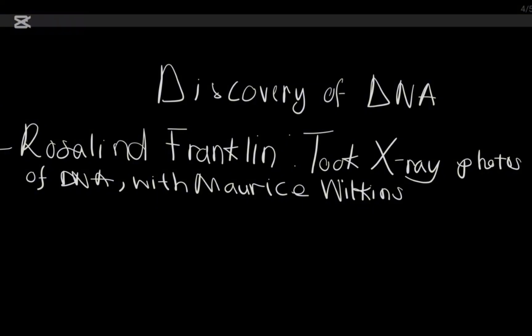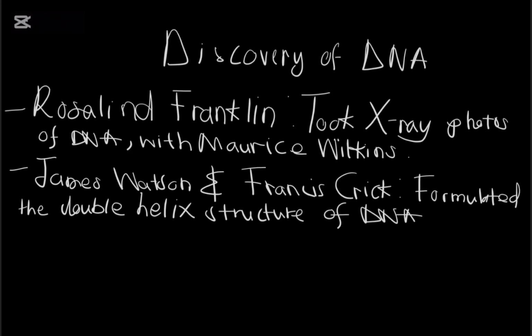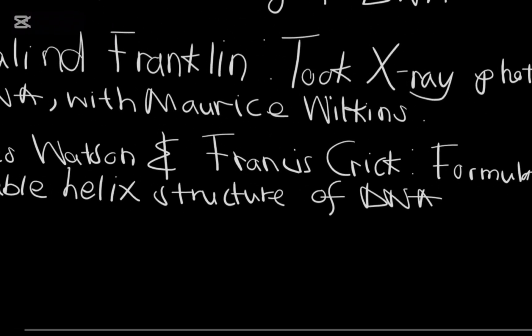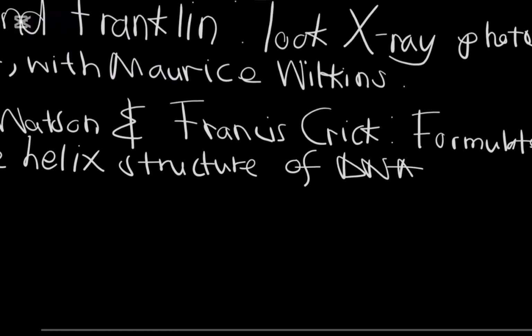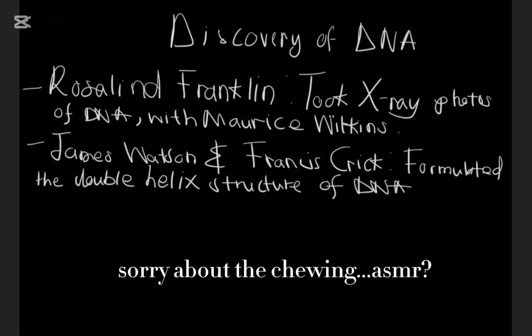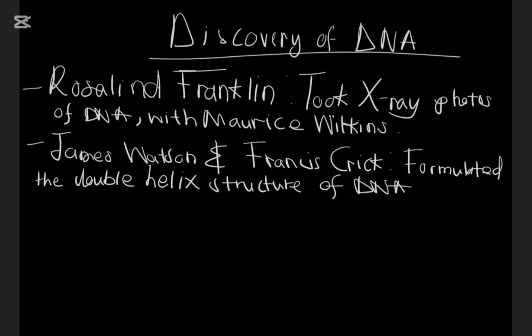So Rosalind Franklin took X-ray photos of DNA with Morris Wilkins, her assistant. James Watson and Francis Crick formulated the double helix structure of DNA using a three-dimensional model. Another thing you will need to know under the discovery of DNA: when they ask you who discovered DNA, the answer is James Watson and Francis Crick. Most question papers don't even mention Rosalind. They'll just put it there to confuse you, but that is never really the answer.